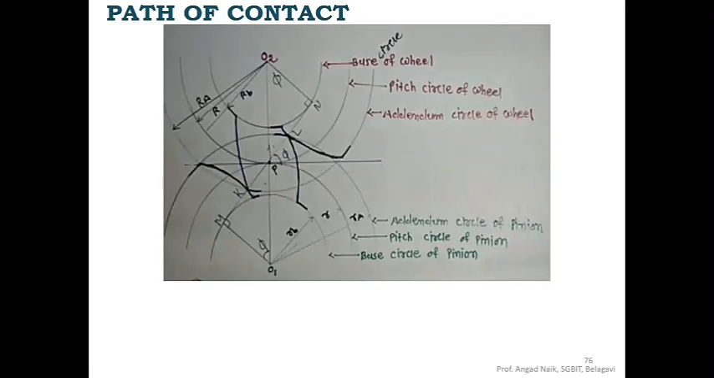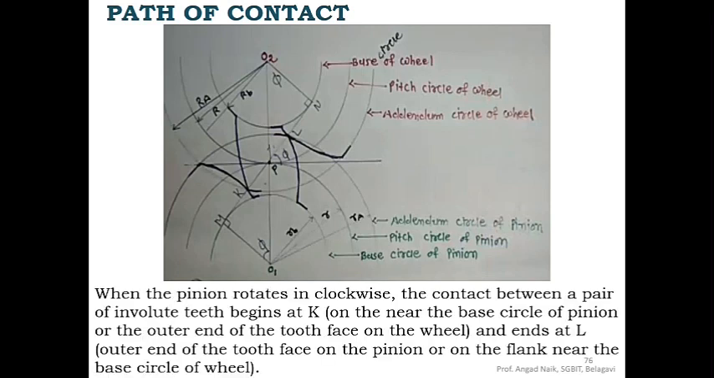Now the other elements are labeled. MN is the common normal. On this common normal there is a point P which is the pitch point. As we saw in the animation, the point of engagement begins at K and ends at L. So when the pinion rotates in clockwise direction, the contact between a pair of involute teeth begins at K and ends at L.